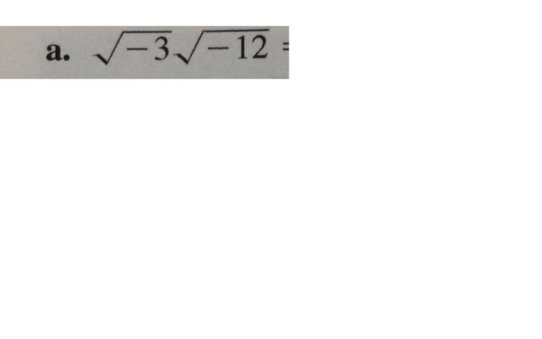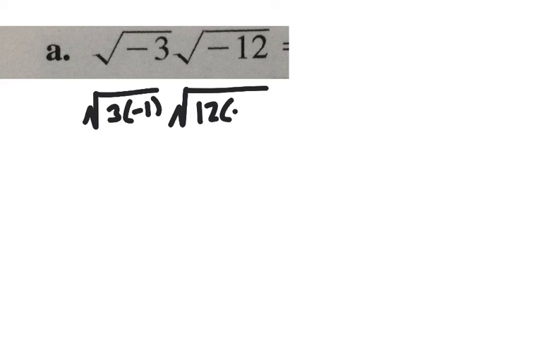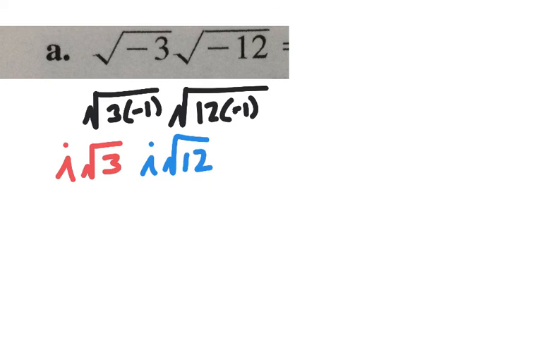So the square root of -3 is the same thing as the square root of 3 times -1. And then same thing, the square root of -12 is the same thing as the square root of 12 times -1. Now because I have square roots of -1s, I can bring those out front as an i. So this is i radical 3, and then over here I have i radical 12. Everybody follow what I'm doing? Square root of -1 is i. So whenever I have the square root of -1 underneath, bring it out front.